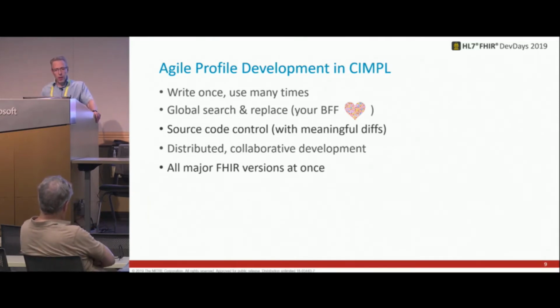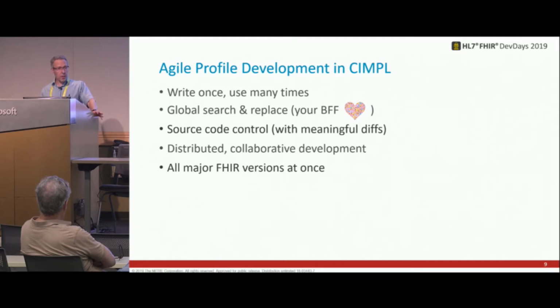A big thing is source code control, and most of you will be familiar with things like GitHub. So you know that you can do distributed collaborative development by branching, everyone working on different bits and pieces of the project, then merging them together. And to do that successfully, you have to have a meaningful diff. You can often diff files, but if one little change that you make changes around the whole file, you're not going to have a meaningful diff. Well, in CIMPL, you get a meaningful diff.